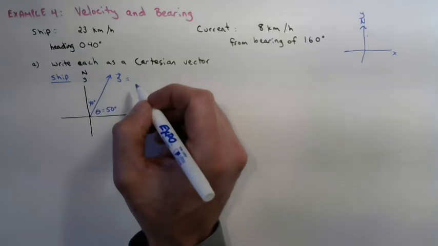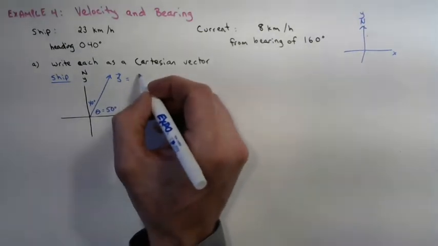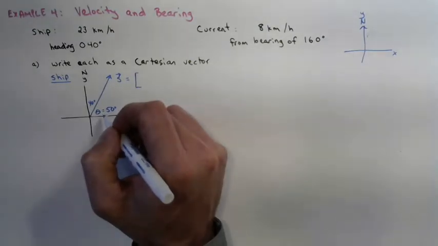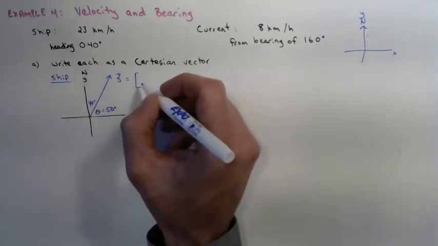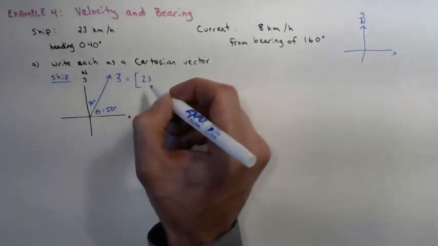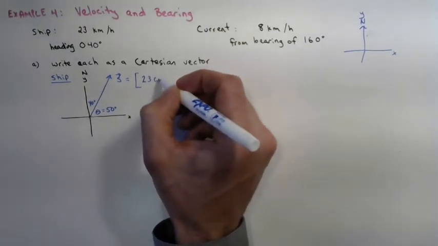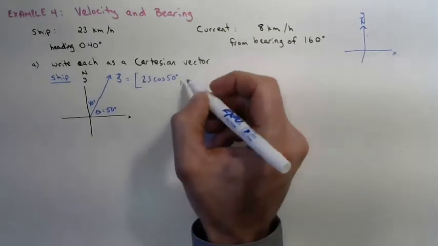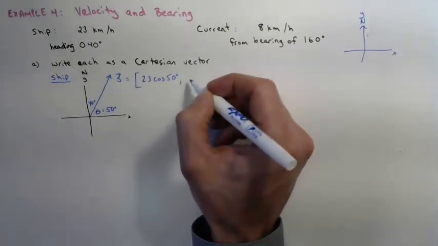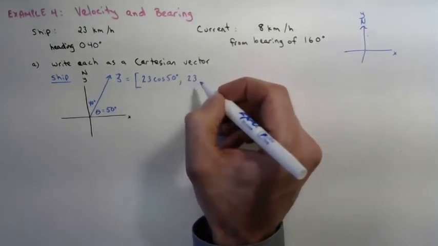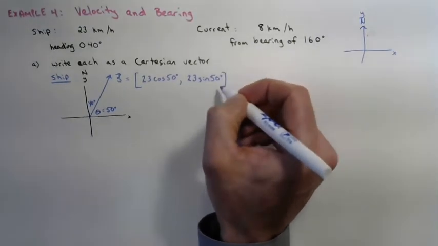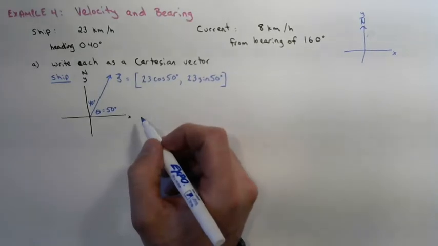the velocity of the ship times the cosine of theta and the sine of theta. So we have the velocity of the ship, which is 23 kilometers per hour, times the cosine of theta, which is 50 degrees, and the y displacement is going to be 23 times the sine of 50 degrees. Just plugging in what we did in the notes just previous to this.